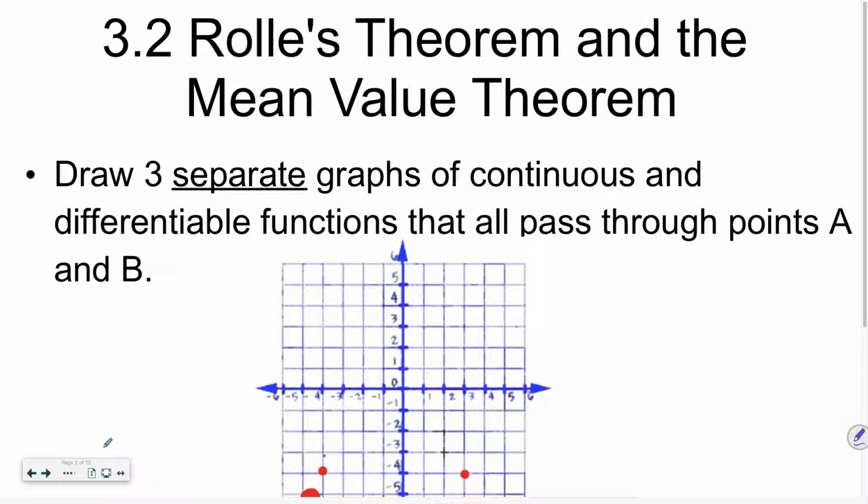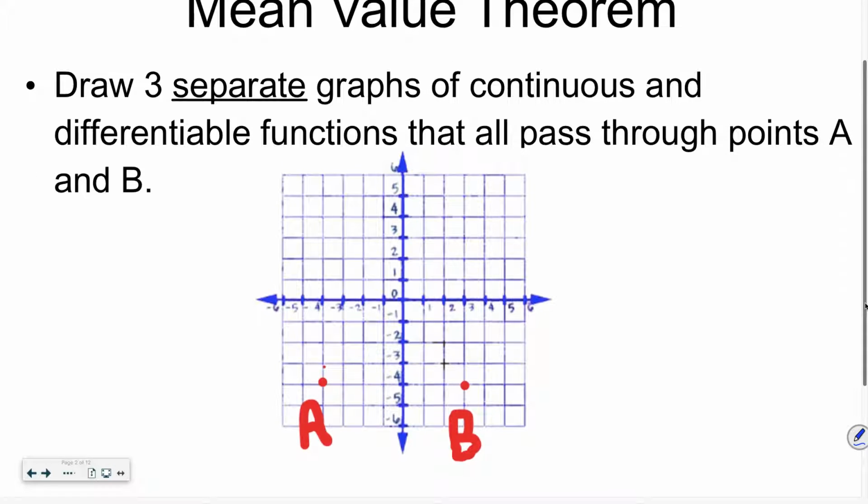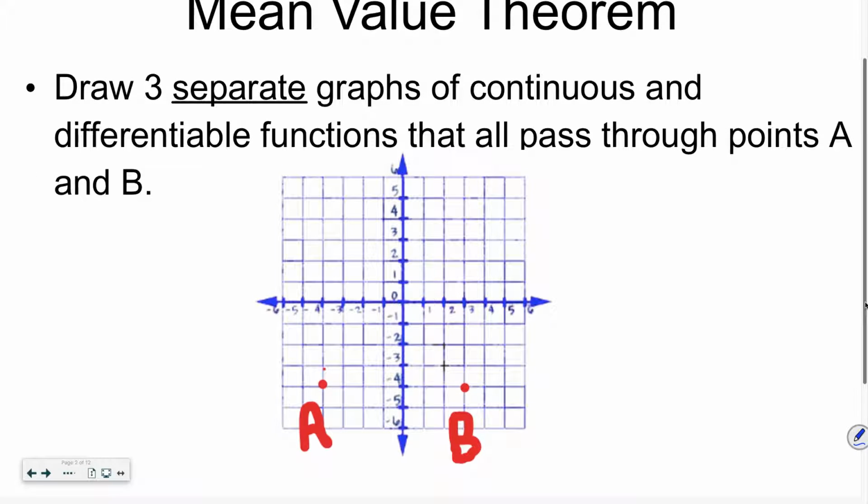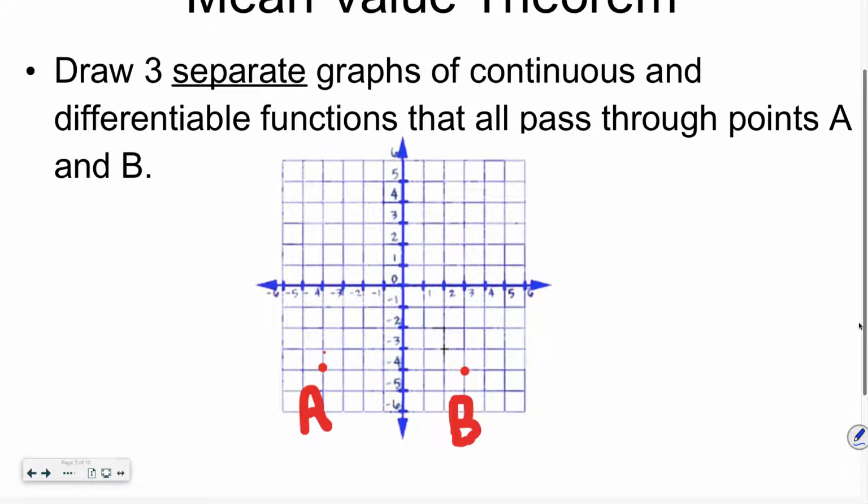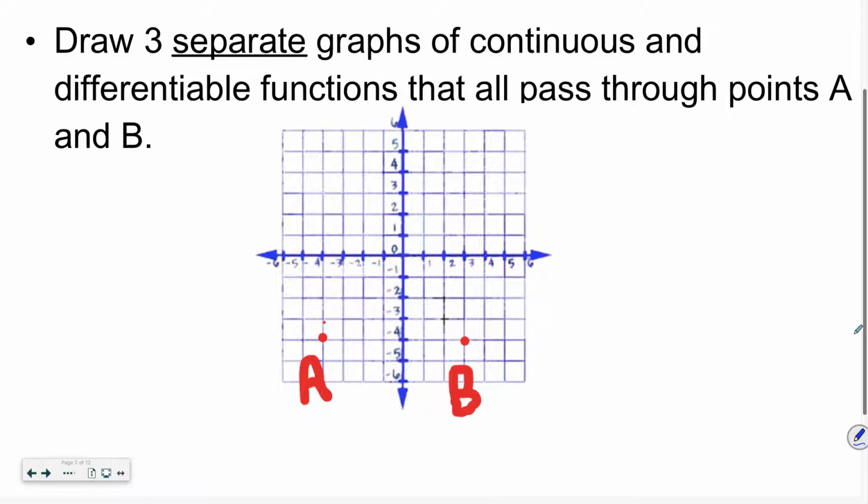You and your pod, I want you to come up with 3 different graphs that go through A and B and are both continuous and differentiable. I'm going to give you 1 minute. Make 3 different graphs that meet those specifications. Continuous, differentiable, go through A and B. It doesn't really matter where you put the points.